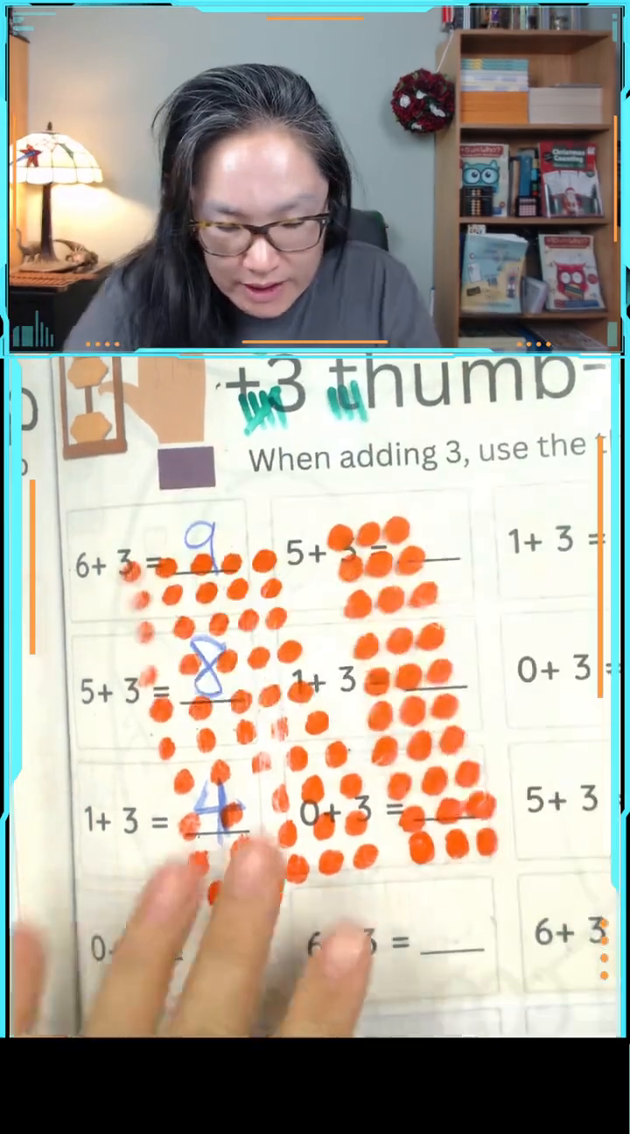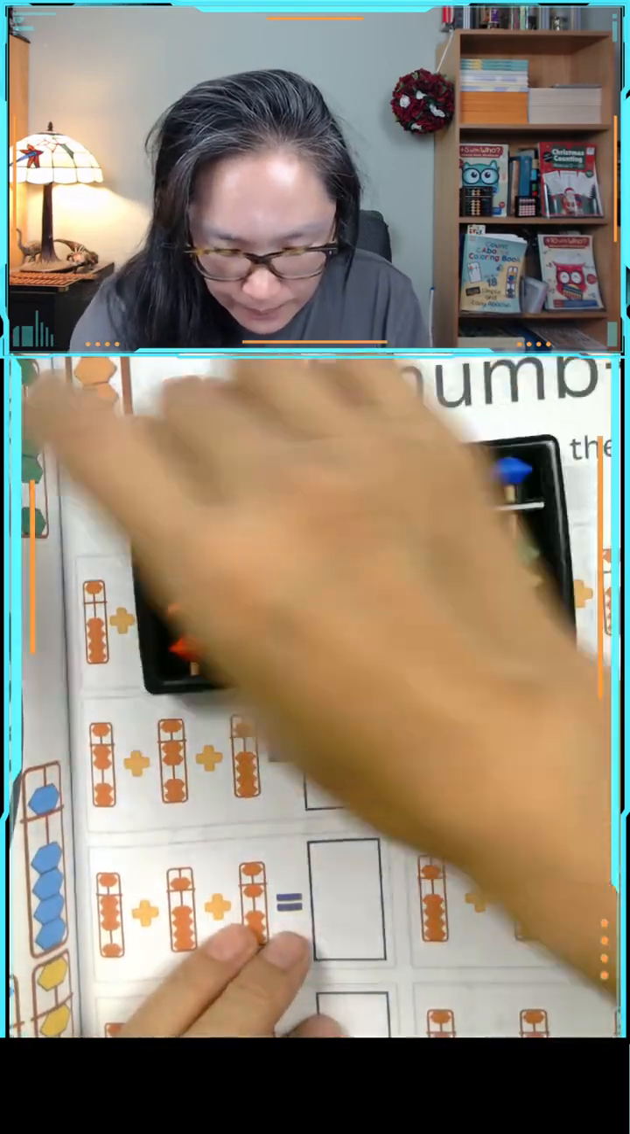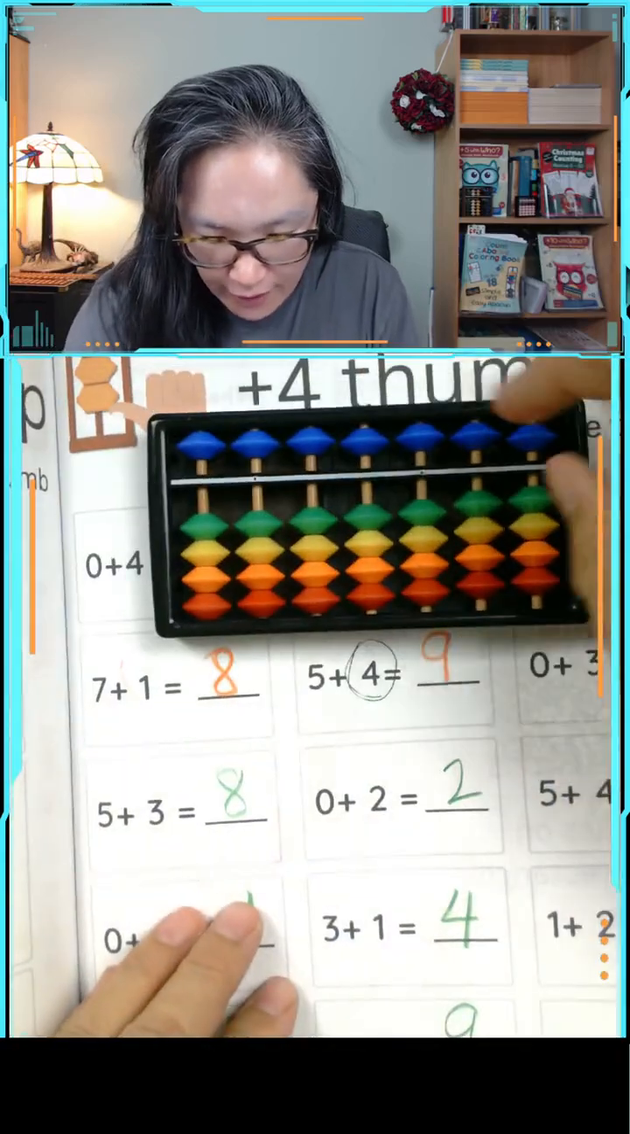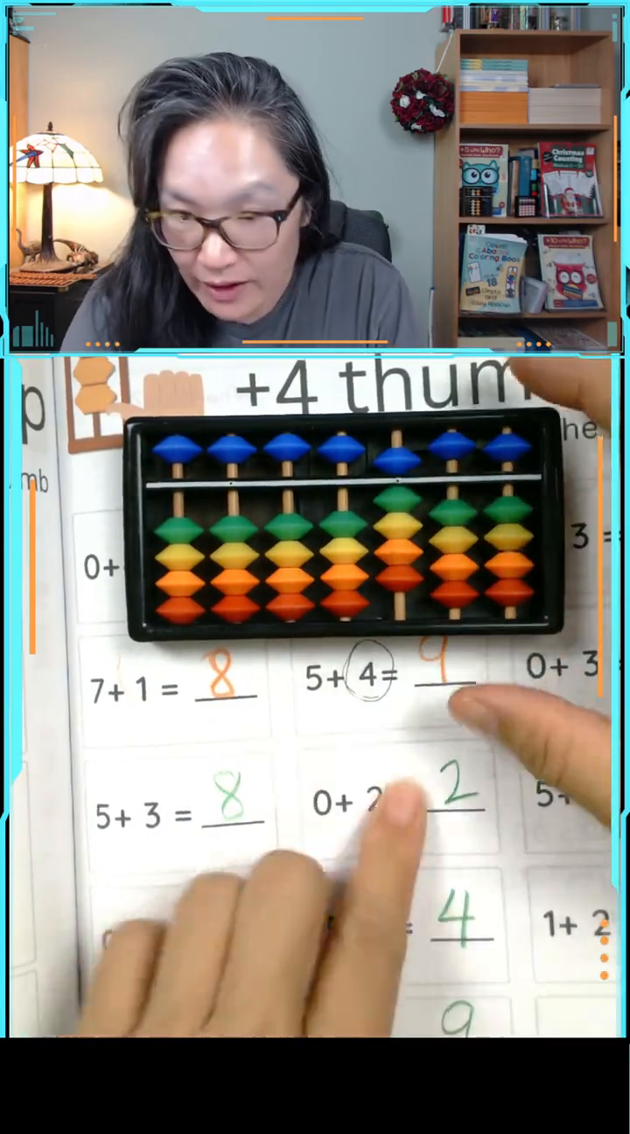Okay, we're going to continue on. We're going to add the 4. All it is is all the beads on top. That's all it is. So we have 5 on the abacus, right over here. We want to add the 4. That's it. And my final answer is 9.